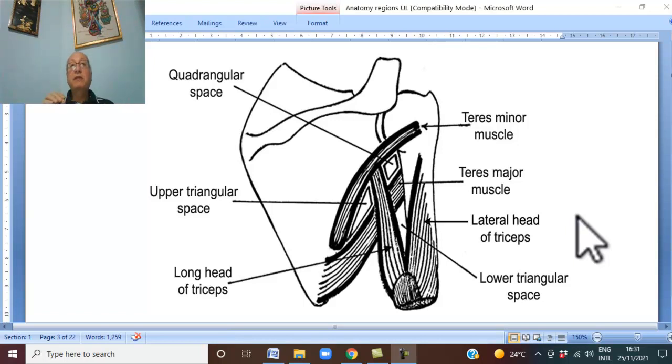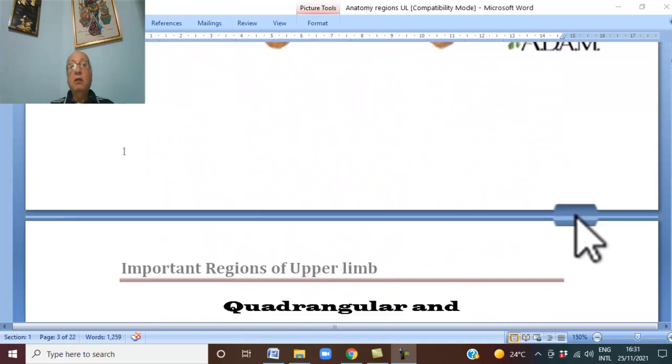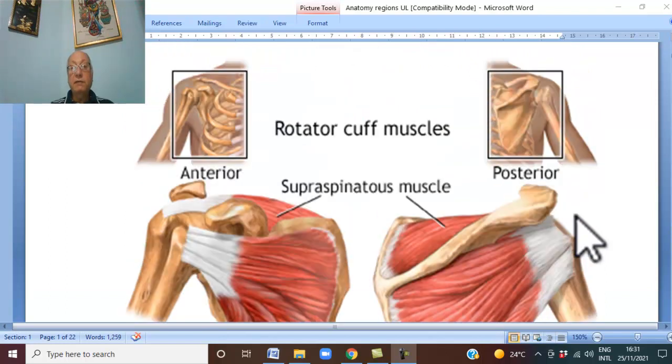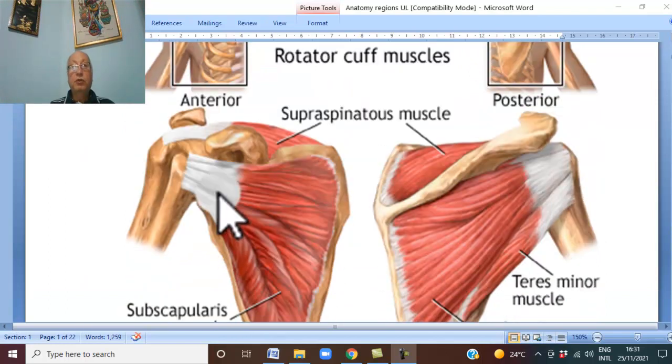Rotator cuff muscles of the shoulder joint. There are four muscles, which are subscapularis from the front, and from behind the three muscles: supraspinatus, infraspinatus, and teres minor. All these muscles originate from the scapula, and their tendons pass laterally.